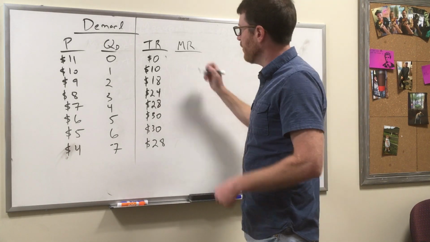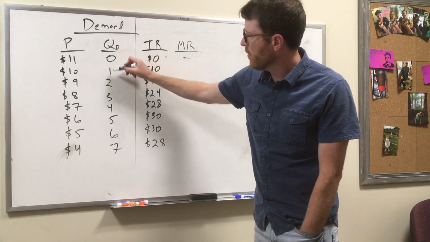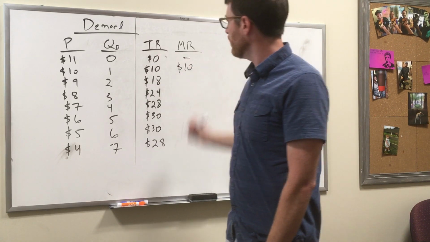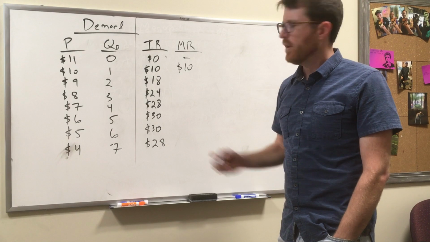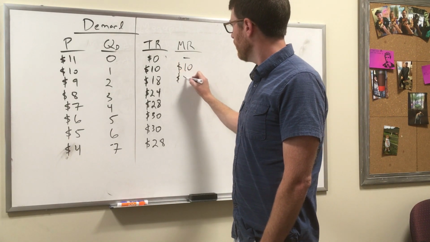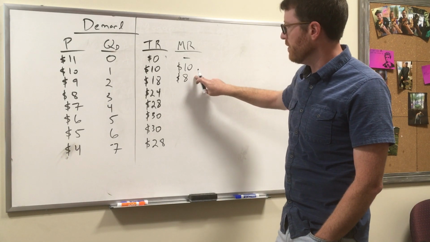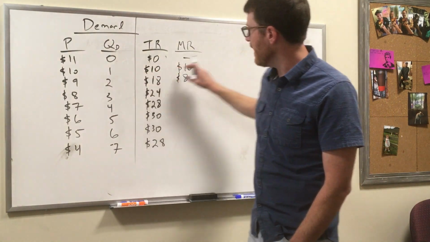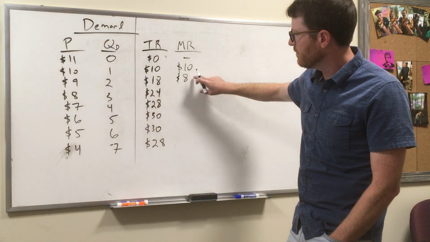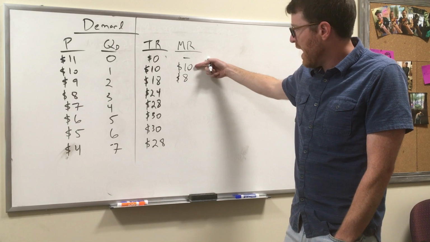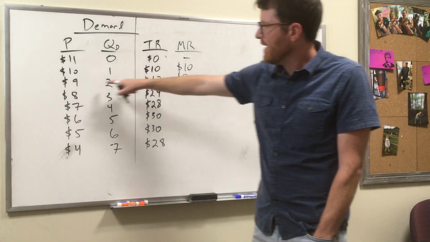Okay, so as we go from quantity of 0 to 1, we're adding $10 in revenues here, so the marginal revenue is 10. As we go from 1 unit to 2 units, we gain $8 in marginal revenue. You can already see here what's happening. See, as the price drops from 10 to 9, marginal revenue only goes up by 8. It's only 8.